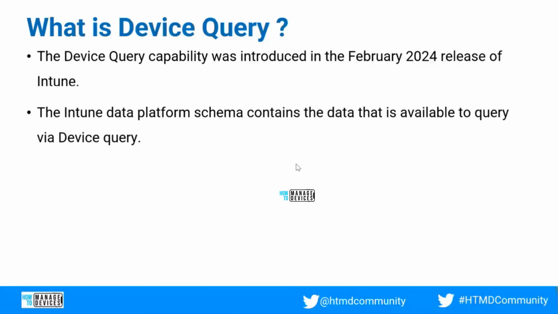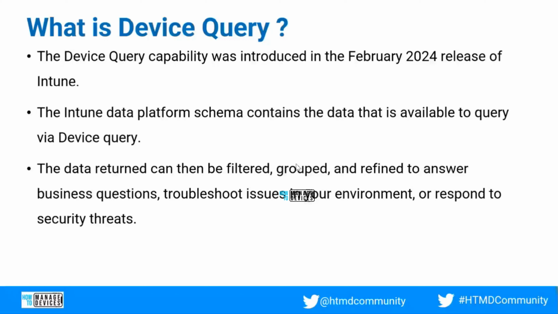So I'm moving to the next point. The data returned can be filtered, it can be grouped, it can be refined to the business requirement. So you have a bunch of data, and it can be filtered, it can be grouped, you can modify your output, right? And you can work on it, right? Obviously whatever data you need, you can get it through the device query, and it can be filtered. Device query only gives the option to read the documents.